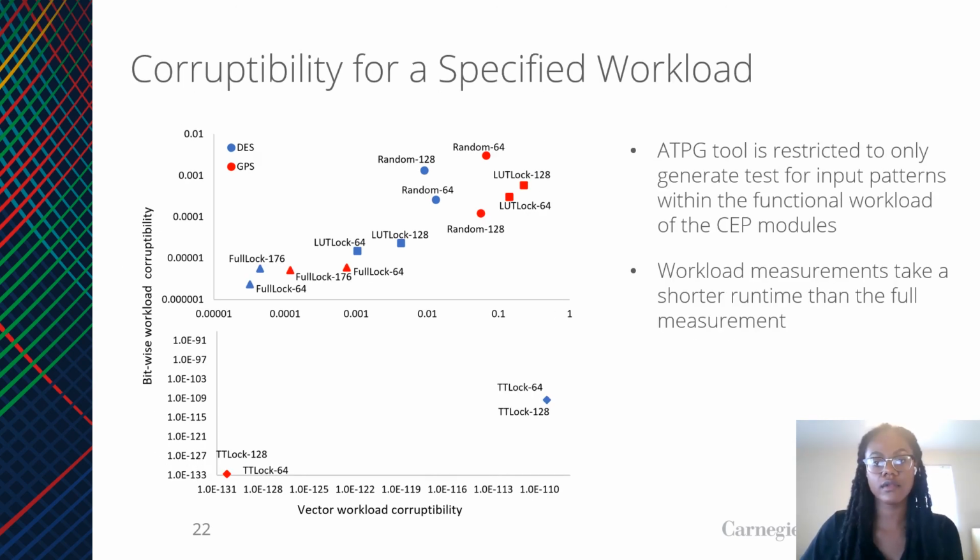We also looked at corruptibility for a specific workload for both the DES and AES lock circuits. And so for these measurements, the workload is considered the input and output patterns that are part of the functional usage of the device. And so this measurement captures the error that an adversary would observe running the device in functional mode with an incorrect key. And on average, random locking and LUT locking still achieve the highest level of corruptibility, while TT lock still had the lowest level of corruptibility.